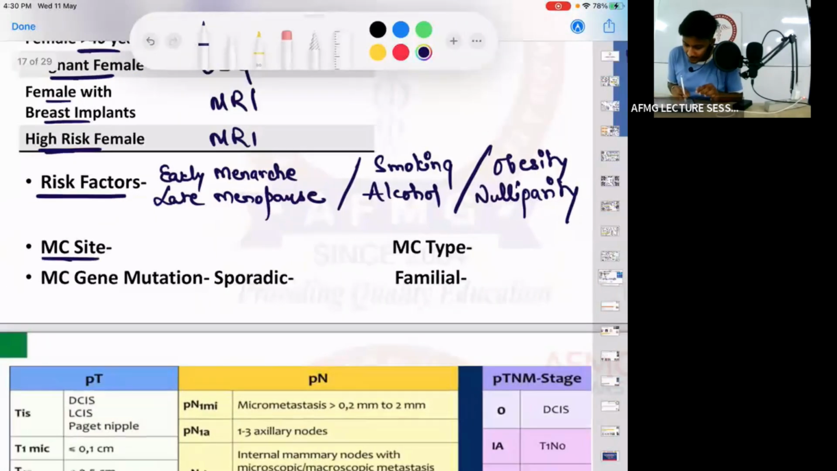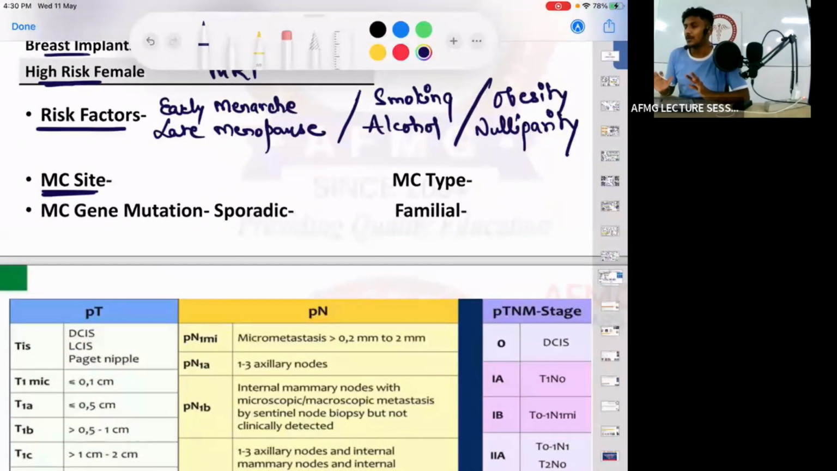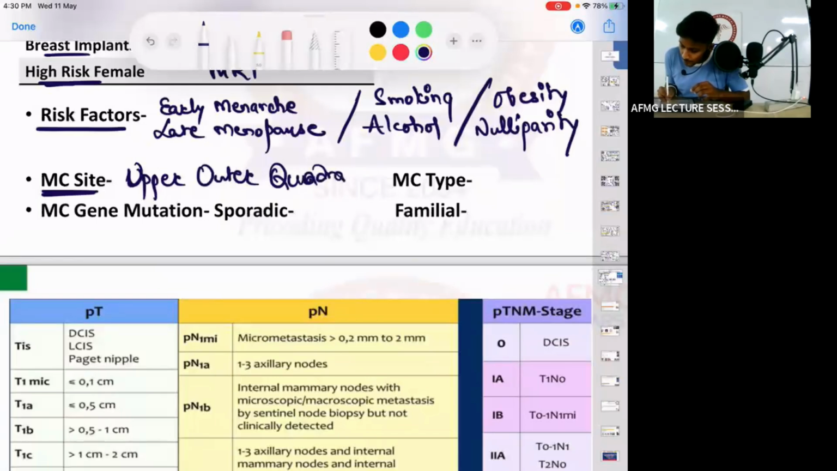Most common presentation for breast cancer is a breast lump. Most common site for breast lump is upper outer quadrant. Whereas least common site is ulta, lower inner quadrant. Least common is lower inner quadrant.